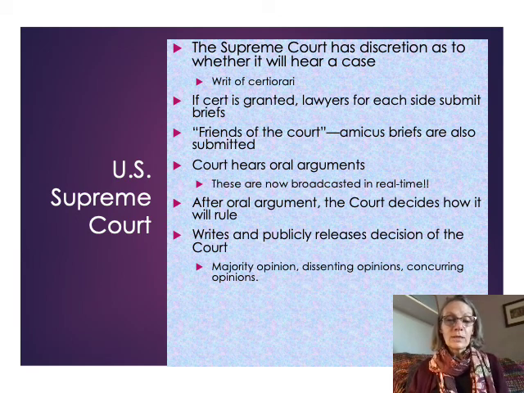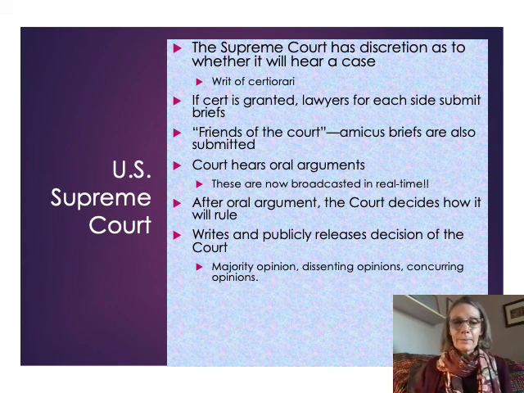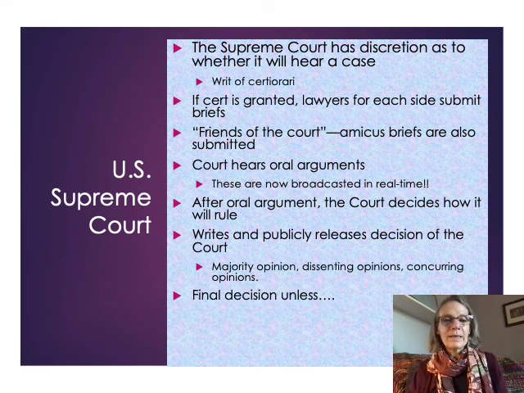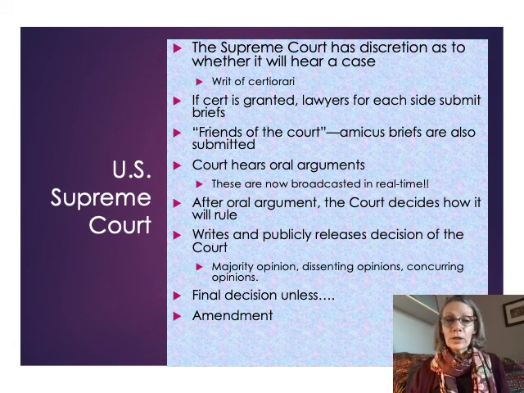But those who disagreed with how the majority ruled can submit dissenting opinions. And if you agree with the decision of the court, but you don't share the same reasoning that the majority had, you can submit a concurring opinion. These are publicly released, and you can read them. That decision of the court is the final decision of the Supreme Court, unless we amend the Constitution to override the decision of the Supreme Court.